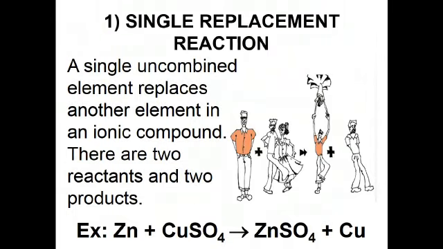1. The single replacement reaction. A single uncombined element replaces another element in an ionic compound. There are 2 reactants and 2 products. For example, zinc, Zn, plus CuSO4. This is the element Zn, and this is the compound CuSO4. Look at the product: zinc combines with sulfate and copper is alone. This is the single displacement or replacement reaction.